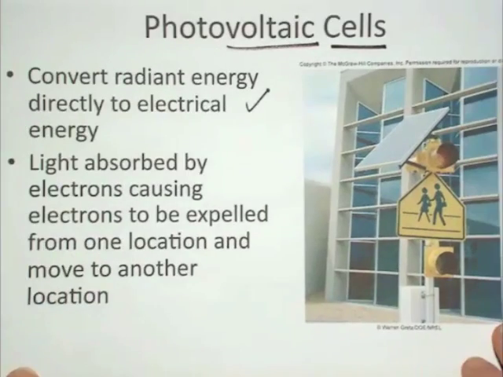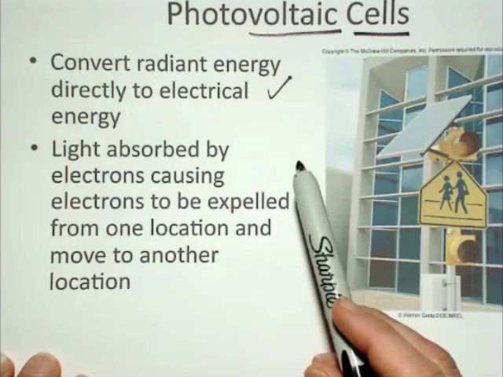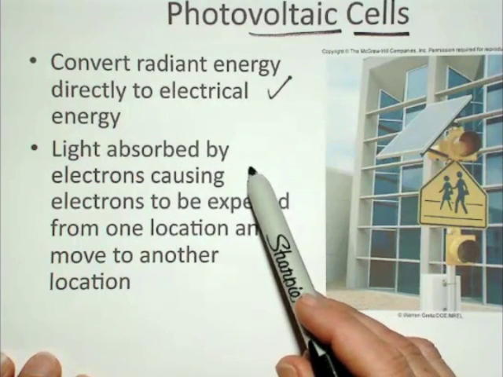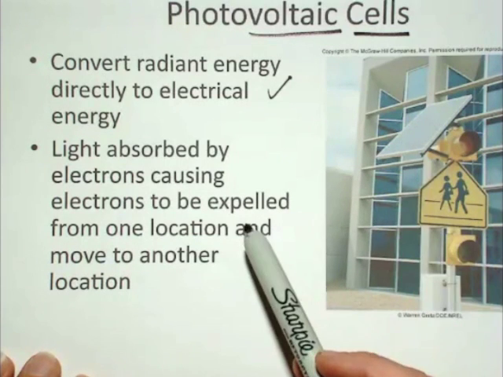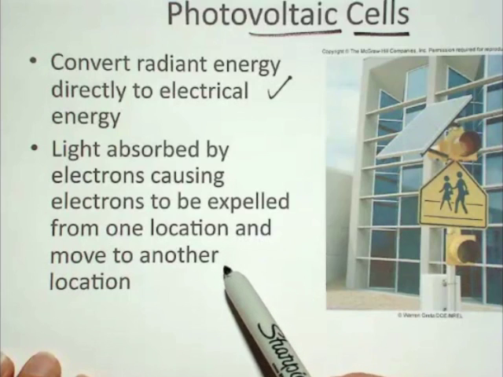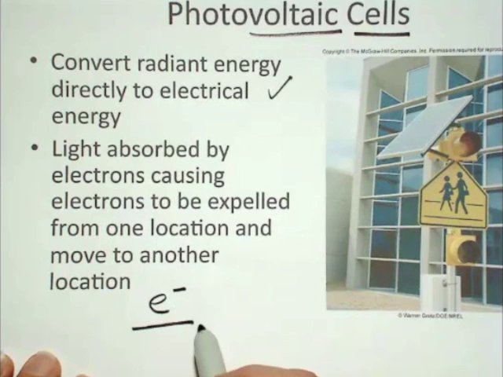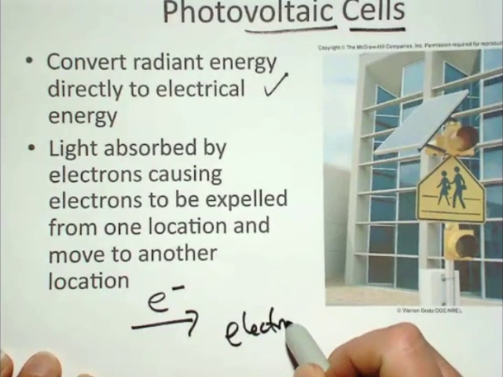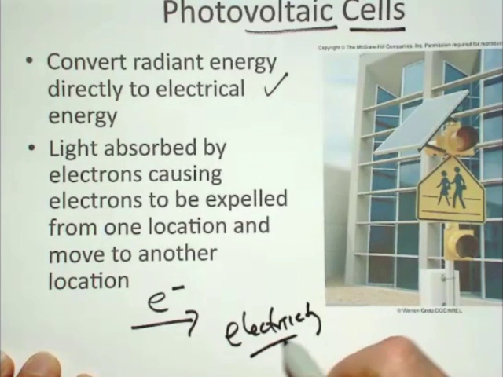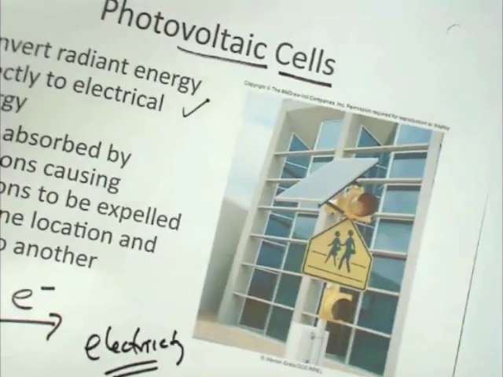Okay? All right. And so what happens with these photovoltaic cells is that the light is absorbed by electrons in some material, say in this solar panel, and it causes electrons to be expelled from one location and moved to another location. So, once you have moving electrons in a certain direction, you're going to have electricity. And then you route that electrical flow around an external circuit, and you can then use it to do work, whatever that may be. All right, so that's what we're going to be talking about today.